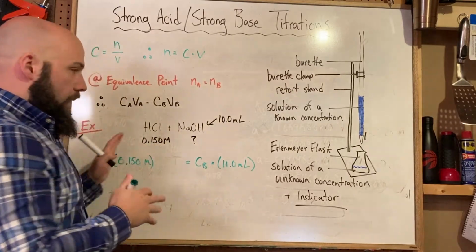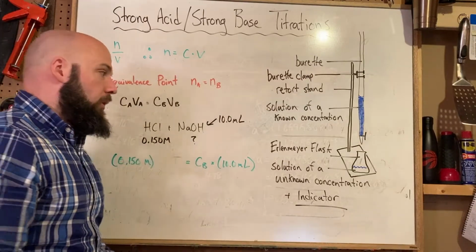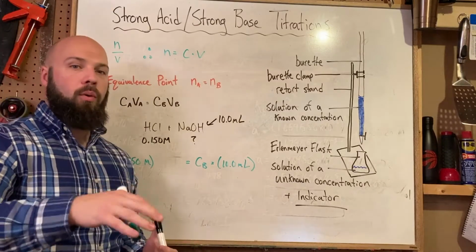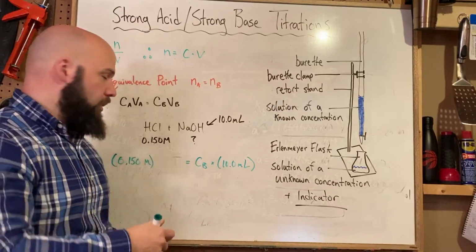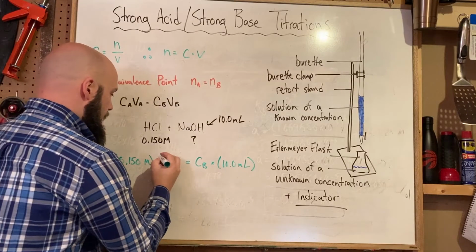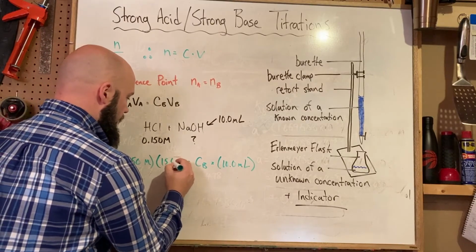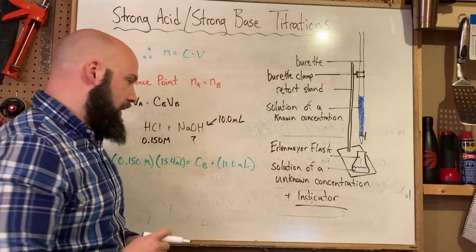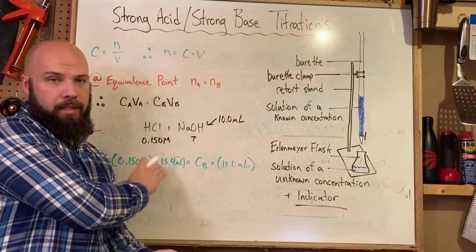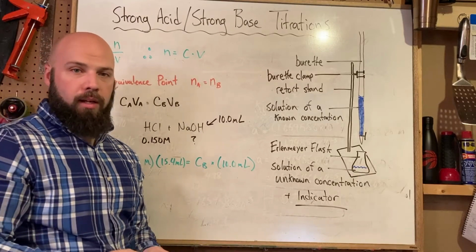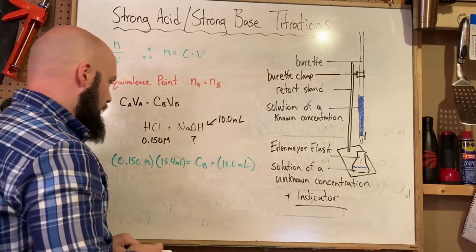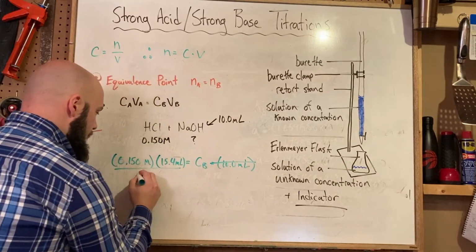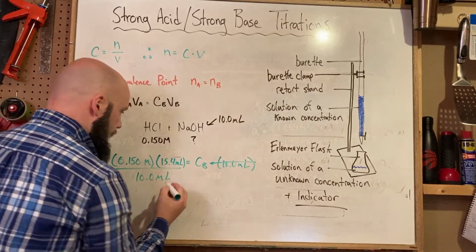So in an example question, you were probably told it took a certain amount. So in this example, it said it took 15.4 milliliters to reach equivalence point. So here we're going to put in 15.4 milliliters for the volume of the acid. This would be experimentally determined or given to you in a quantitative practice problem. Rearrange this formula to isolate Cb, and you have 10.0 milliliters.